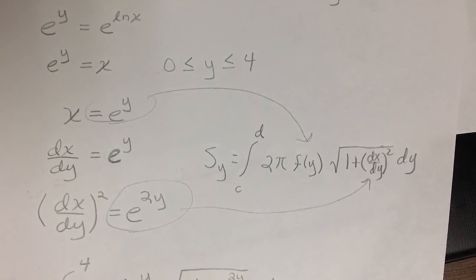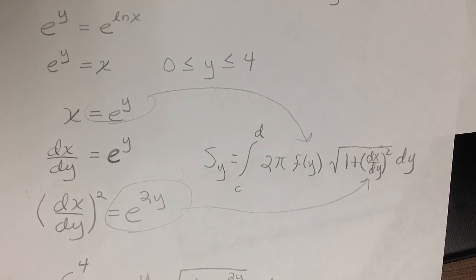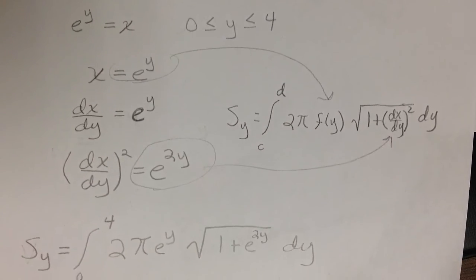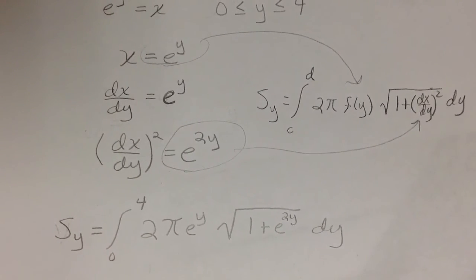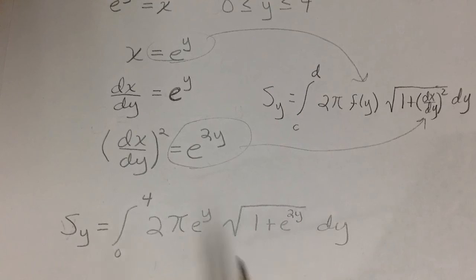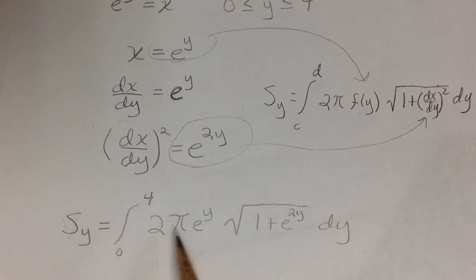And as we substitute accordingly, this time we have that s of y, again going from 0 to 4 in y, 2 times pi times e to the y times the square root of the sum of 1 plus e to the 2y dy. And again, this is a graphing calculator problem. This is not an integration that is to be done by hand at this stage.